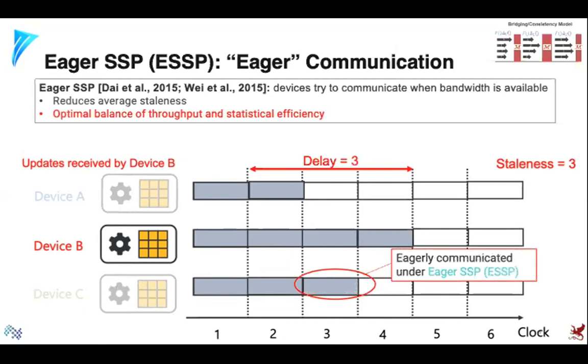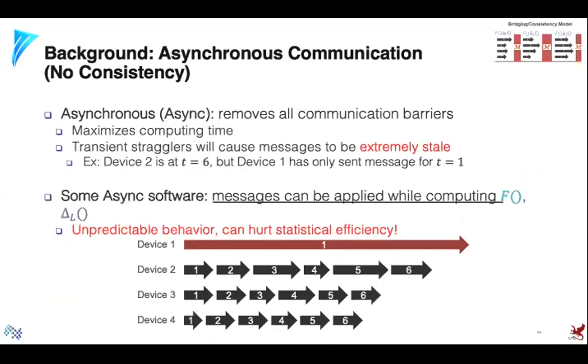So that was kind of the SSP family of bounded asynchronous models, ranging from a lazy version that waits until the last minute to send messages, to an eager version that always tries to send messages as long as the network has bandwidth. And finally, we come to asynchronous communication, which is at the opposite extreme from bulk synchronous parallel. If BSP is the strictest form of consistency, then asynchronous is probably the least strict form.